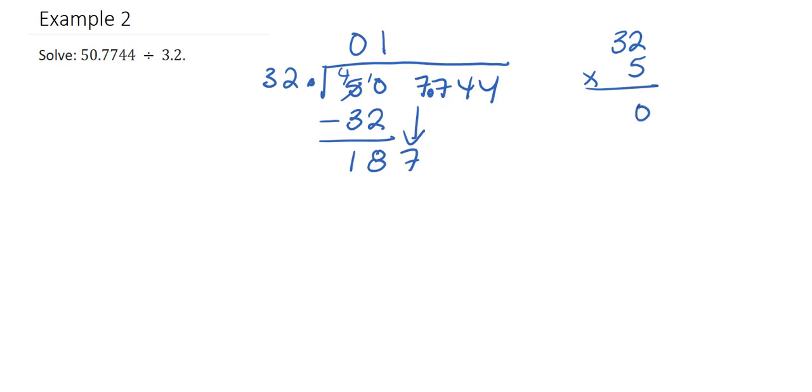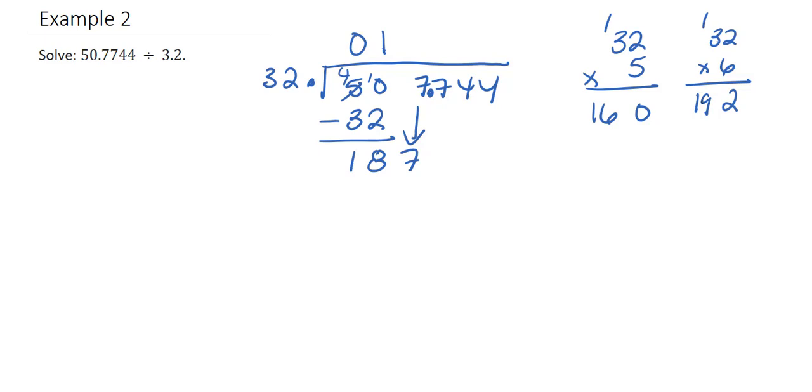2 times 5 is 10. Carry the 1. 5 times 3 is 15, plus 1 would be 16. So let's go ahead and do 32 times 6. 2 times 6 is 12, carry the 1. 6 times 3 is 18, plus 1 is 19.